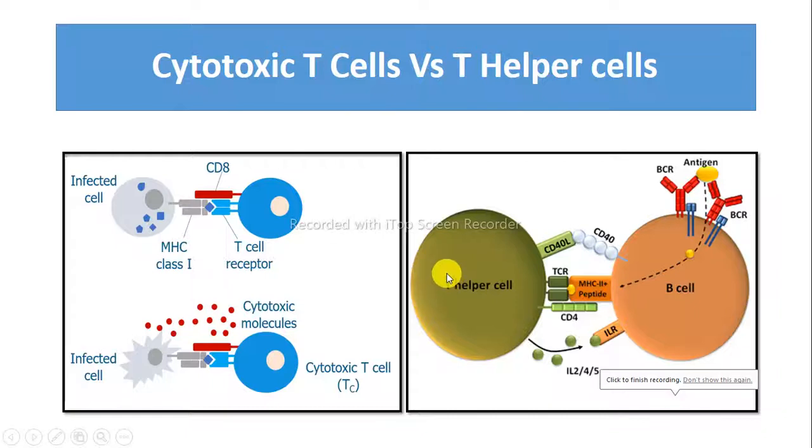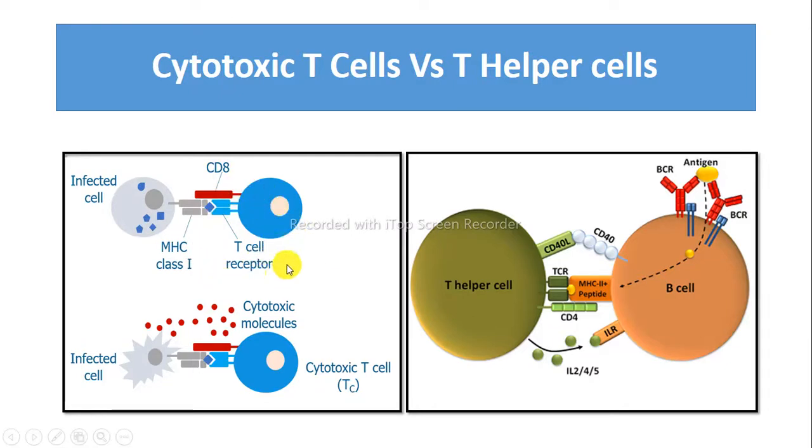See the difference between cytotoxic T cells and T helper cells. Cytotoxic T cells contain CD8 receptors, while T helper cells contain CD4 receptors on the cell membrane. CD8 receptors recognize antigens presented with major histocompatibility complex class 1 molecules, whereas CD4 receptors can recognize antigens presented with major histocompatibility complex class 2 molecules.